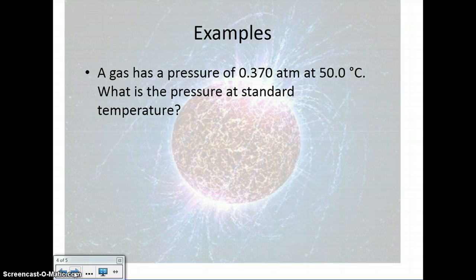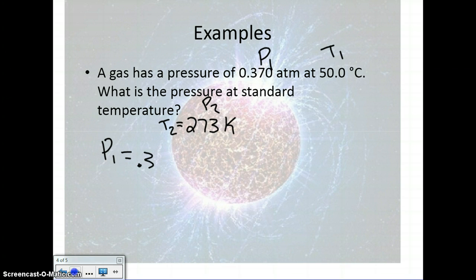Okay, and next problem. Gas has a pressure of 0.370 atmospheres, so that's P1, at 50 degrees, so that's T1. Wants to know what is the pressure, so that's P2, at standard temperature, that's T2. Now, what is standard temperature? 273 Kelvin, right?